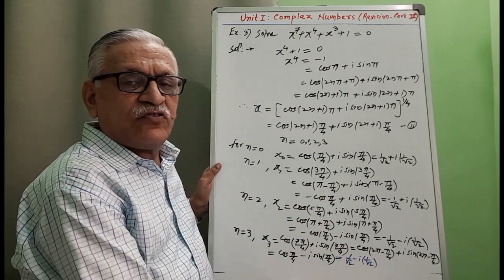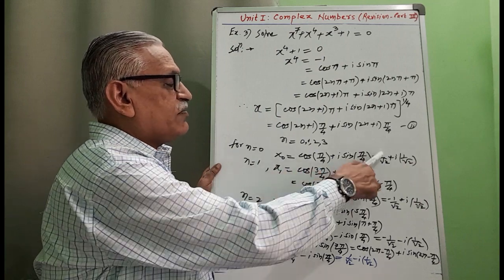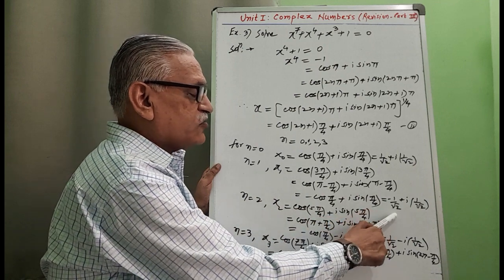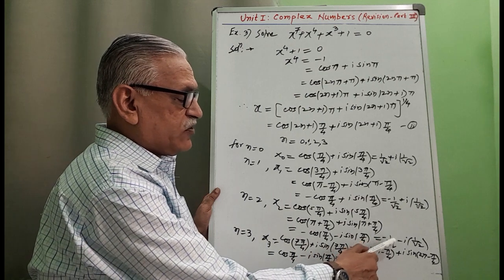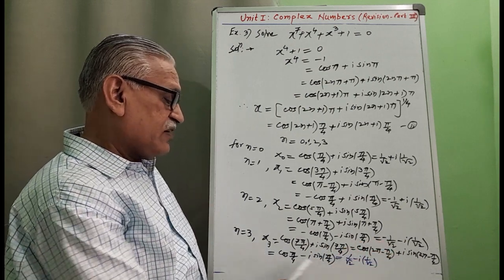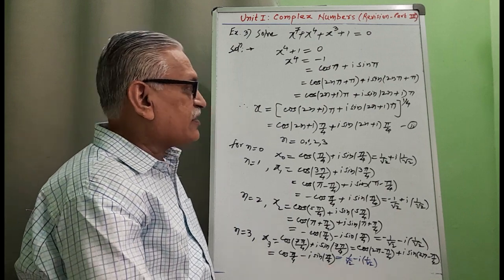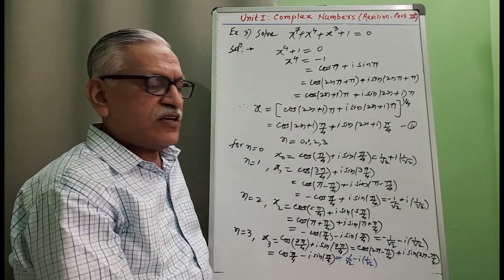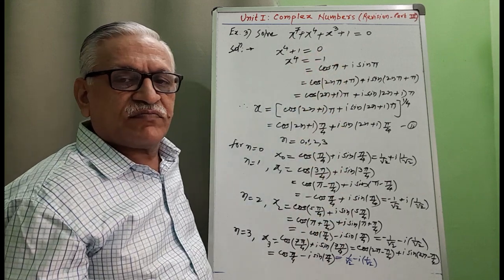Therefore these are the values for the second equation. First one is 1 by root 2 plus i times 1 by root 2. Second value is minus 1 by root 2 plus i times 1 by root 2. Third one, minus 1 by root 2 minus i times 1 by root 2. And the last one, 1 by root 2 minus i times 1 by root 2. These are the values of x, or that is the required solution of the given equation.